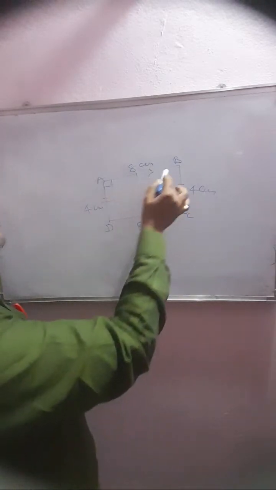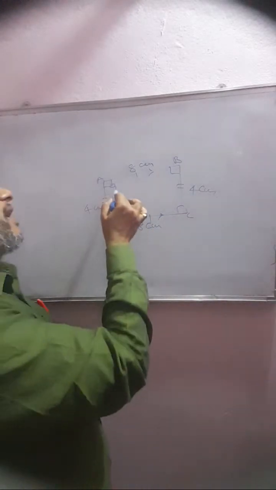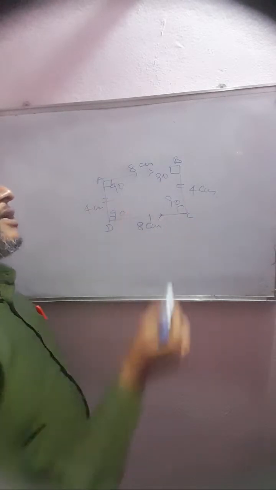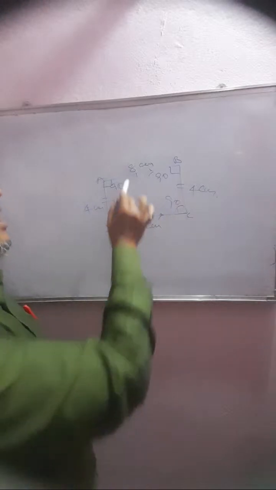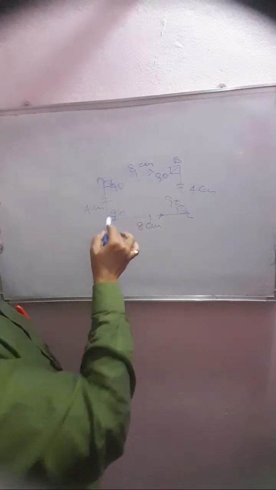And all angles are equal. All angles are equal and the total is 360, so every angle will become how much? 90 degrees. So in rectangle, all angles are 90. Opposite sides are equal. Diagonals are equal. So that is about the rectangle.